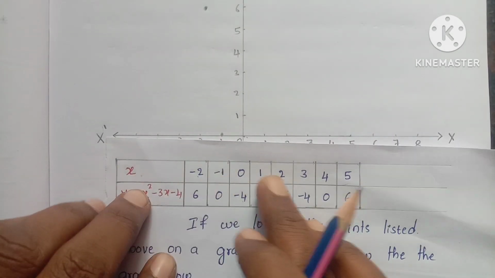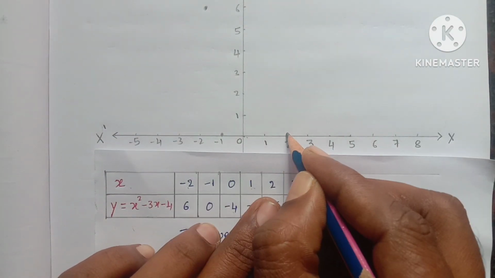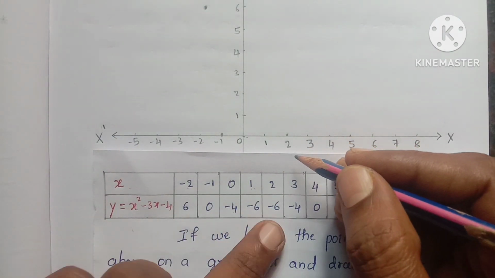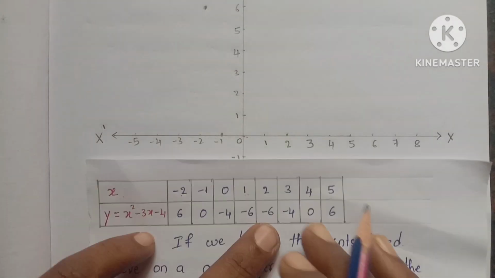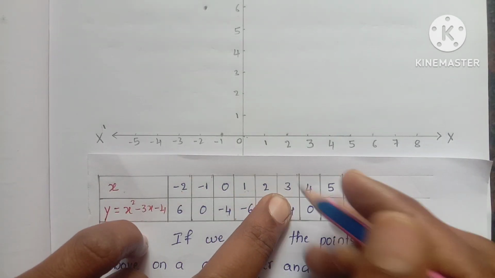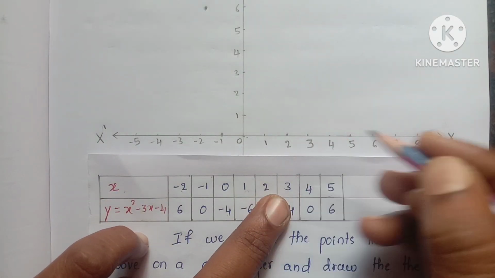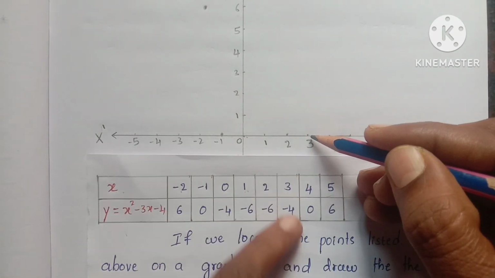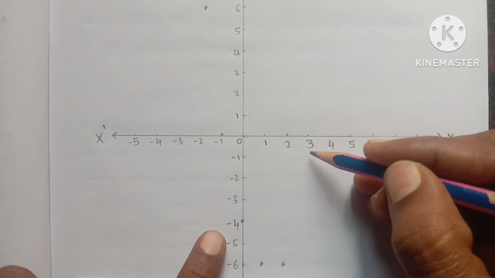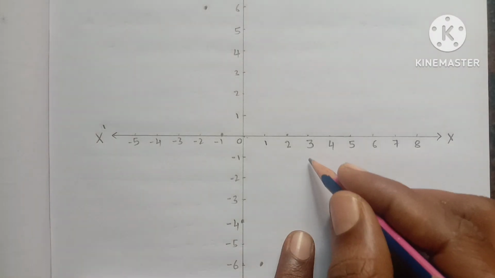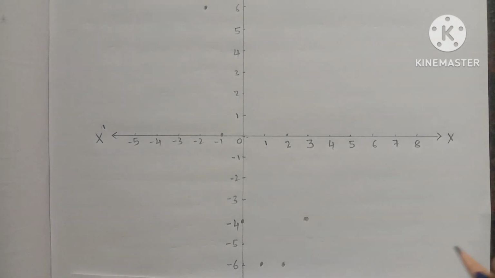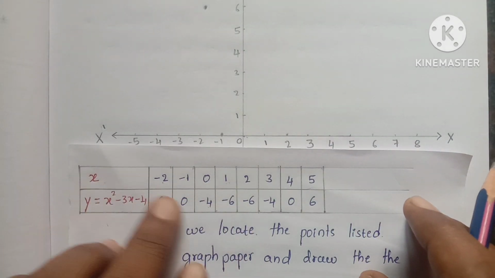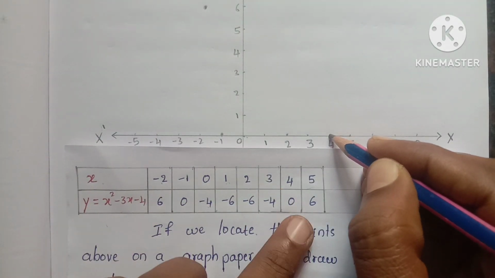Then x equals 2 and y equals minus 6, so we get this point. Next x equals 3 and y equals minus 4. Come to the downside, minus 4. This is our point. Next x equals 4.